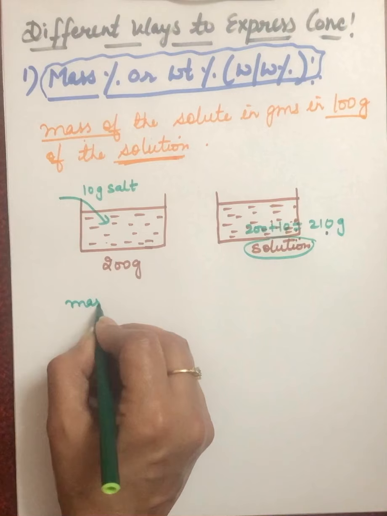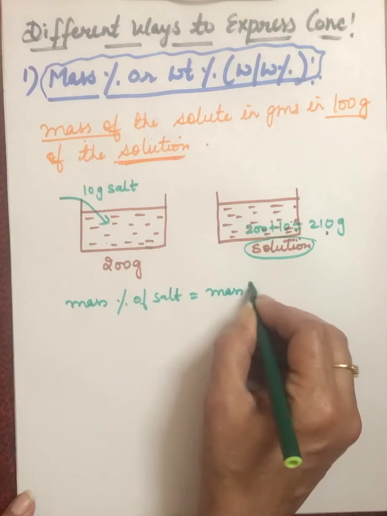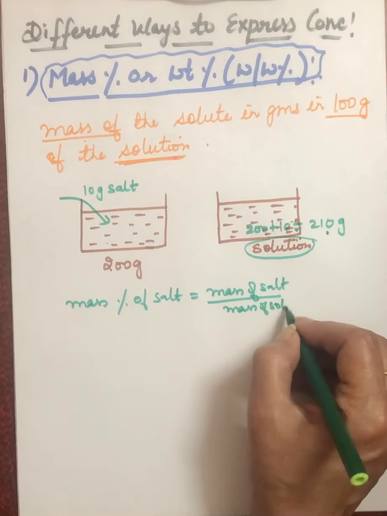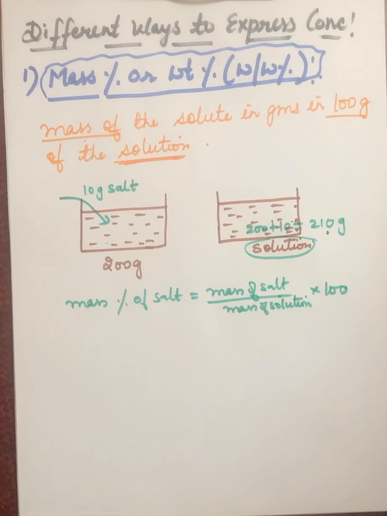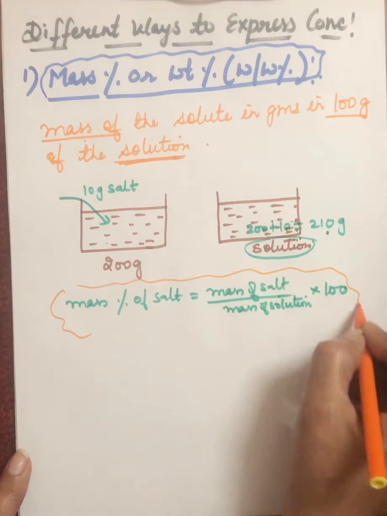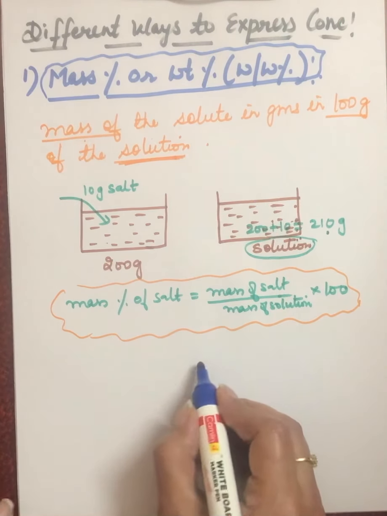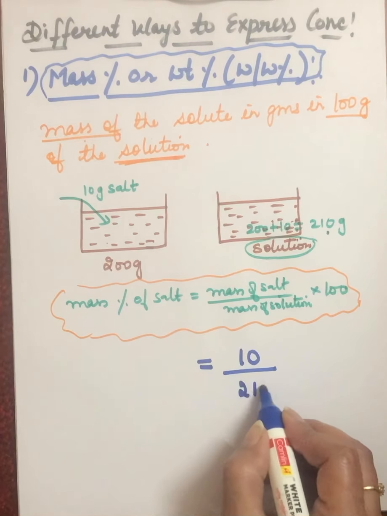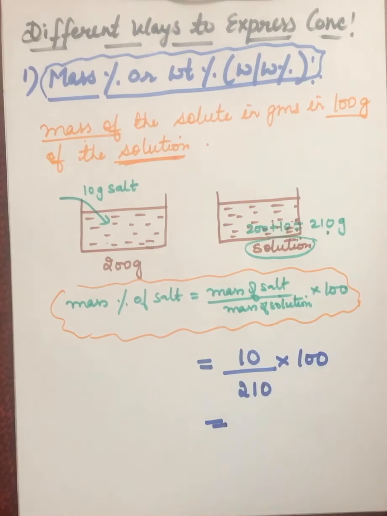So mass percentage of salt is equal to mass of salt upon mass of solution, into 100. Since it is a percentage, we will write into 100. This is the formula that we have to use to find the mass percentage of the salt. That is equal to mass of salt 10, mass of solution 210, into 100. Like this we can find the mass percentage of the salt.